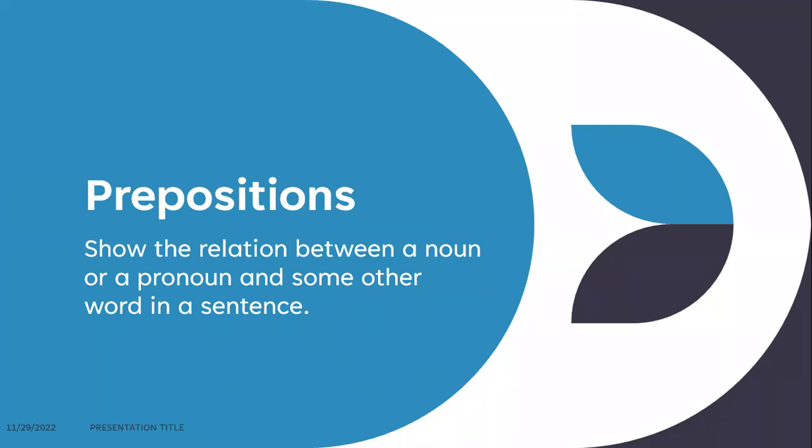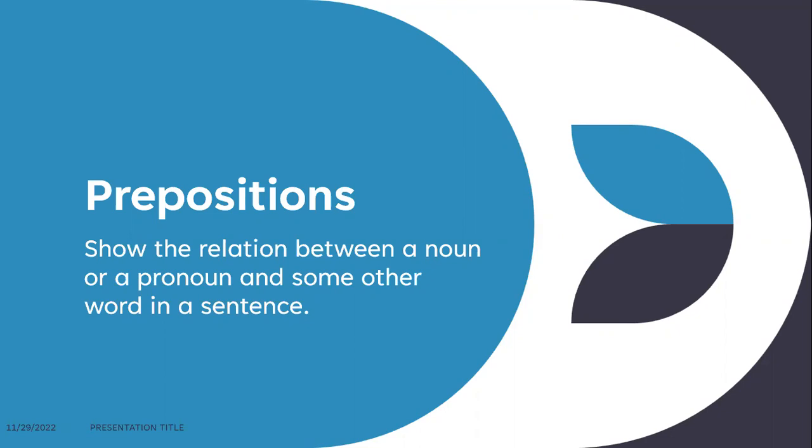And so we move on into prepositions. Prepositions show the relation between a noun or a pronoun and some other word in a sentence. So that's what prepositions do. They show the relation between a noun or a pronoun and some other word in a sentence.